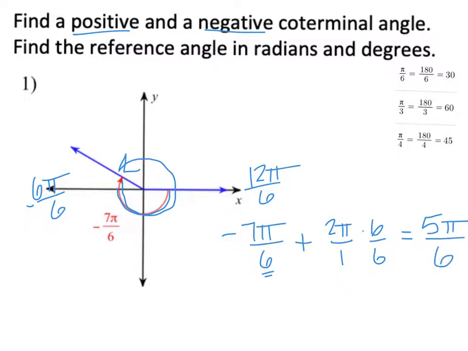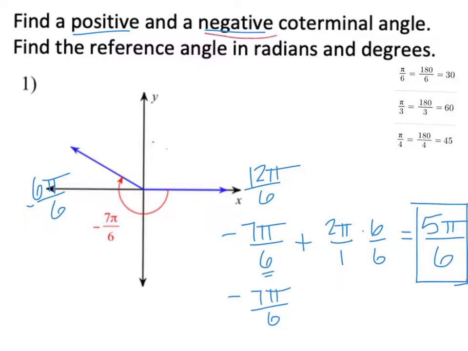And let's see if that makes sense. If we start here at this initial side, and end here, and we're going in pi over 6's, we've gone 5 pi over 6, because one more step would be 6 pi over 6. So that is a positive coterminal angle. So we found a positive coterminal angle.